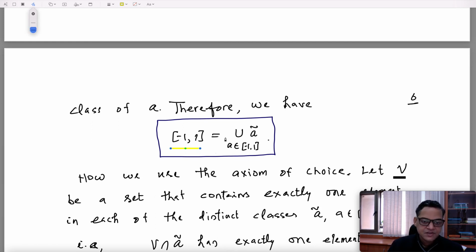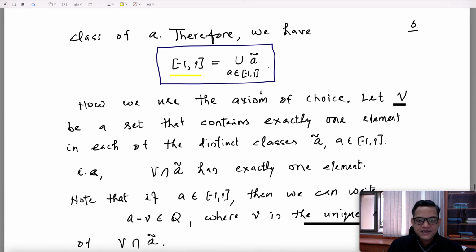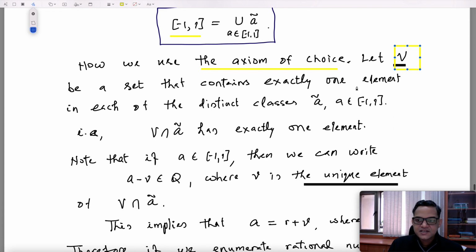All right. So this interval minus 1 to 1 we have basically expressed as the equivalence classes here. Now at this point we make use of the axiom of choice. So what we will do is apply this axiom of choice and construct a set which we are calling V. What is this V? Basically this consists of exactly one element from each of the distinct classes. Okay, so this kind of choice is guaranteed by the axiom of choice.